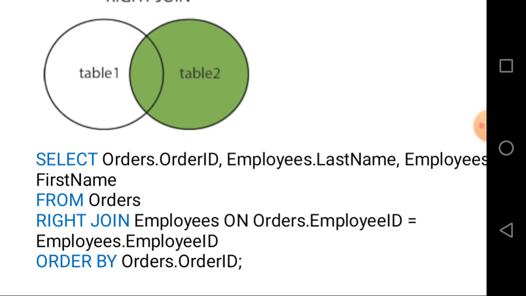And then write the keyword from, and then table name 1, which is orders in this case, and then just write right join, and then table name 2, which is employees, and after that the keyword on, and just write the condition. The condition is orders.employee_id is equal to employees.employee_id, and here employee id is a common column name to both tables, orders as well as employees. And if you want to sort the data, then just write the order by clause.